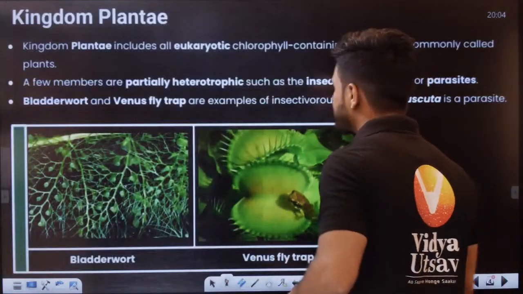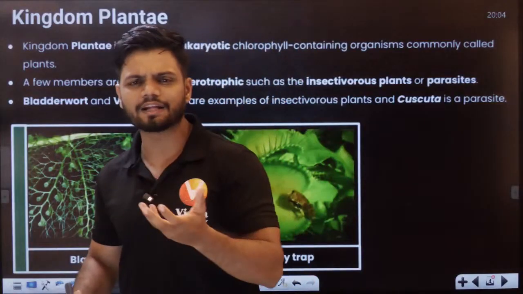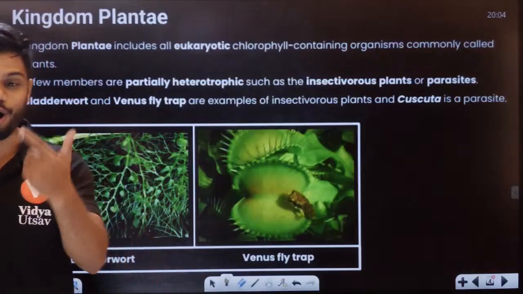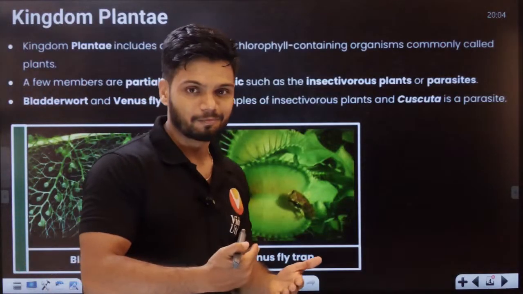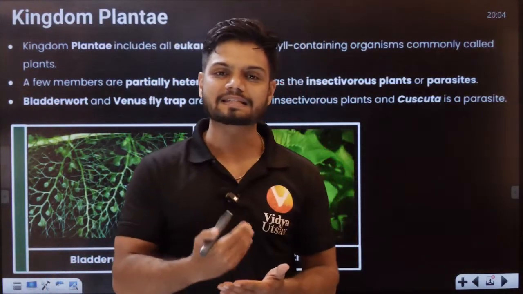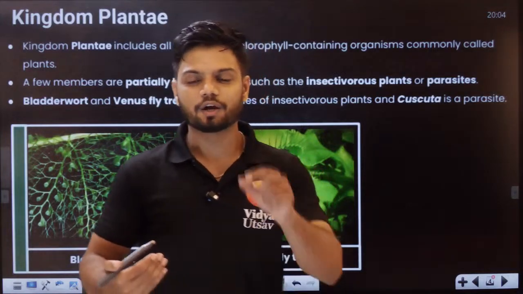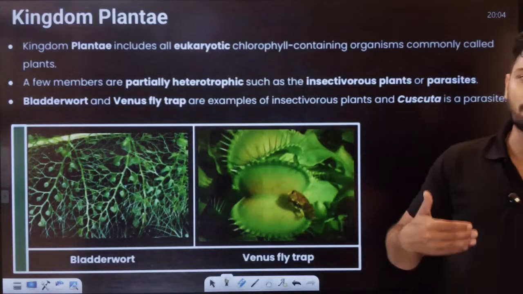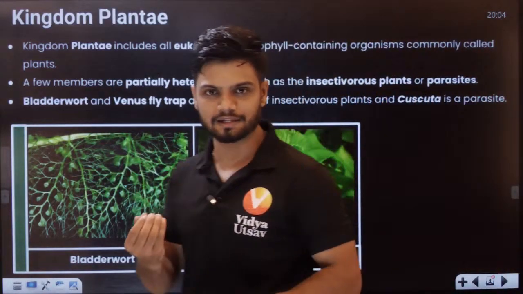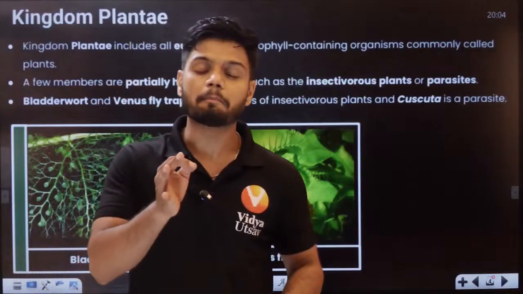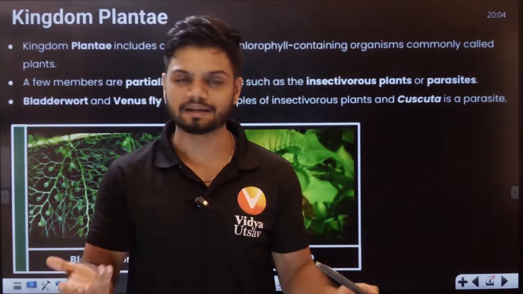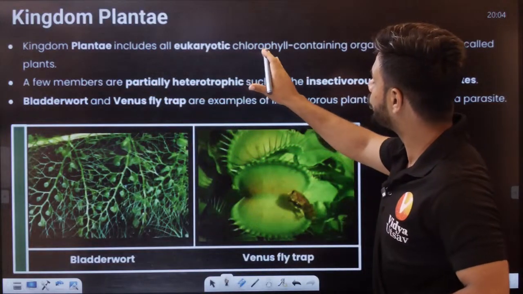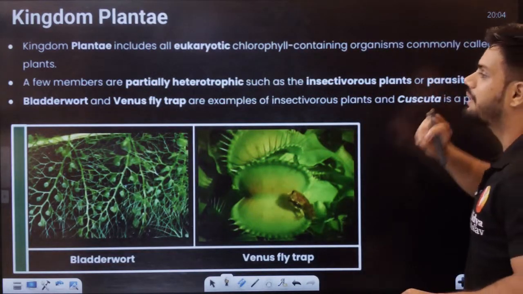Now, before we start viruses, as I told you, we'll be starting off with the plant kingdom. Do you think in the plant kingdom we have prokaryotic cells or eukaryotic cells? Quickly in the chat, students. See, all of us are aware. In the plant kingdom, we have eukaryotic cells. They are mostly multicellular in nature. So the kingdom Plantae includes all eukaryotic, chlorophyll-containing organisms commonly called plants.